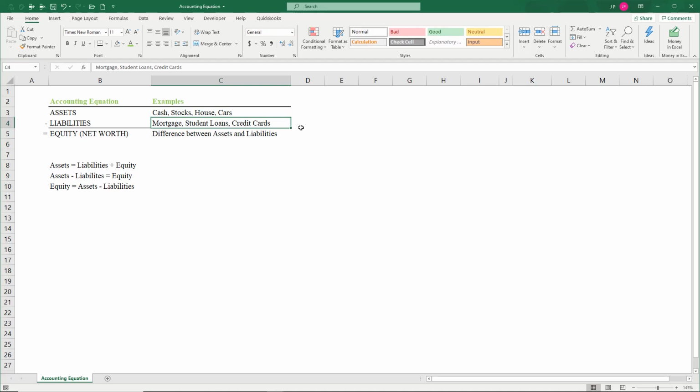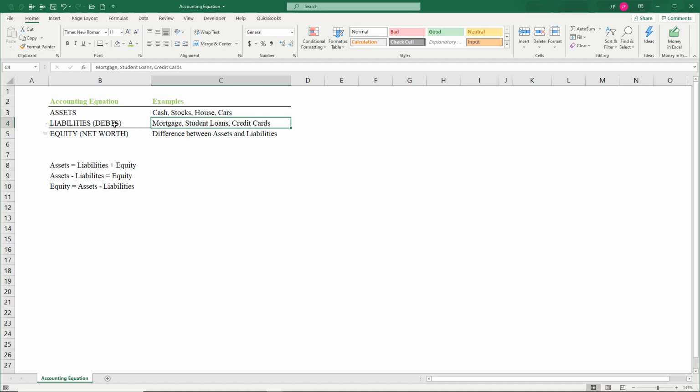And then you have your liabilities, or in simpler terms, your debts. So your biggest, by far, usually is going to be your mortgage. Then you have some student loans in there if you have those, and then credit cards. Those are your typical debts, personally wise.